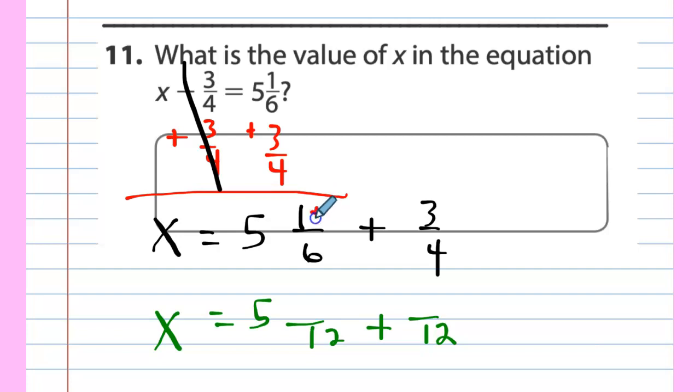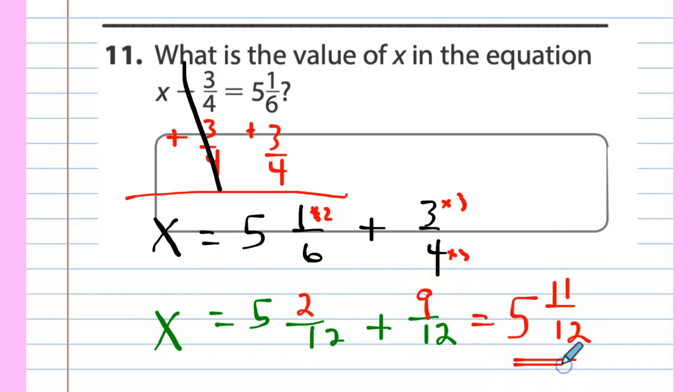So therefore, I'm gonna multiply this by 2. So that's gonna be 2. To make this 12, I multiply this by 3, right? So therefore, I also have to multiply this by 3. So that becomes 9. So now we have our answer of 5 and 11 over 12. Can we still simplify that more? No more. So that's gonna be our answer for this problem. If you want to go back and check, take 5 and 11 over 12 minus 3/4 and see if you got 5 and 1/6.